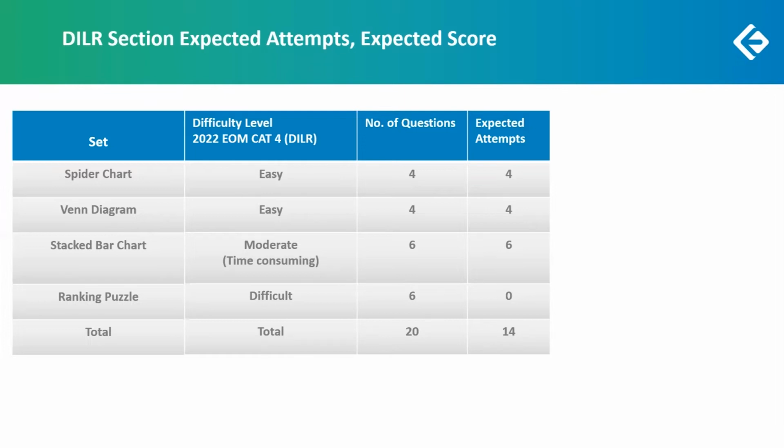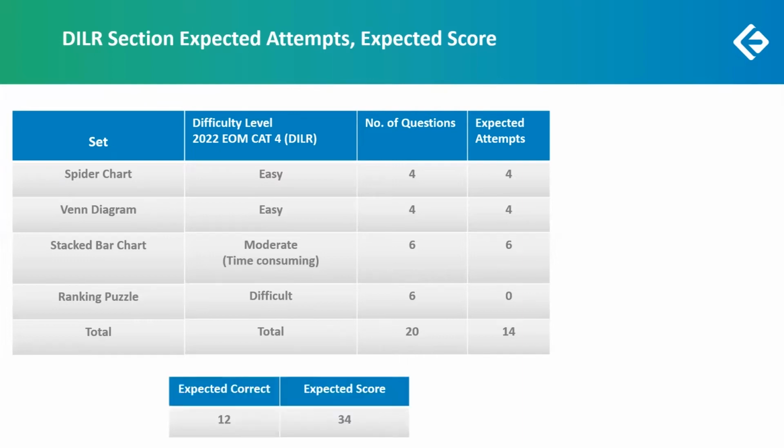And then finally, the ranking puzzle set, difficult set, which we should have left for the end if we had time at the end. And even if we didn't have time, 0 attempts was perfectly fine for this set because it was a difficult set. And we all know by now that in the CAT, we first have to attempt the easy questions, then the moderate questions, and then if we have time, we have to attempt the difficult questions, not the other way around.